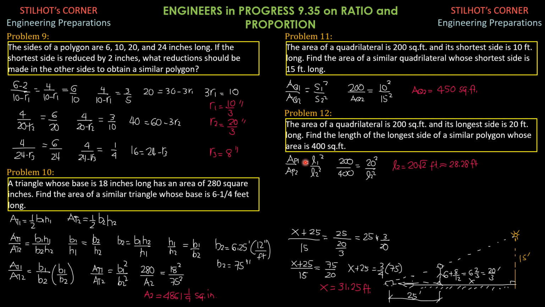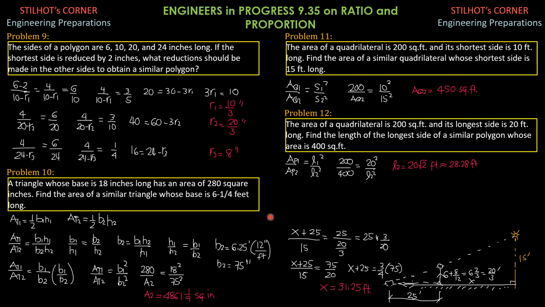So area of polygon 1 over area of polygon 2 should be equated to the squares of the longest side of 1 and longest side of 2. So area of polygon 1 is 200, polygon 2 400 square feet. Then longest side of polygon 1 is 20, longest side of polygon 2 is unknown, so L2 square. Solving for L2, because this is calculator aided, is 20 square root of 2 feet or in decimal 28.28 feet. So that's it for problem 12.